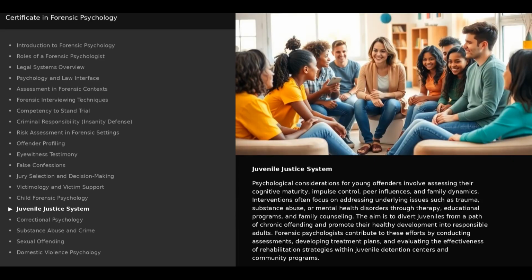Psychological considerations for young offenders involve assessing their cognitive maturity, impulse control, peer influences, and family dynamics. Interventions often focus on addressing underlying issues such as trauma, substance abuse, or mental health disorders through therapy, educational programs, and family counseling. The aim is to divert juveniles from a path of chronic offending and promote their healthy development into responsible adults. Forensic psychologists contribute to these efforts by conducting assessments, developing treatment plans, and evaluating the effectiveness of rehabilitation strategies within juvenile detention centers and community programs.